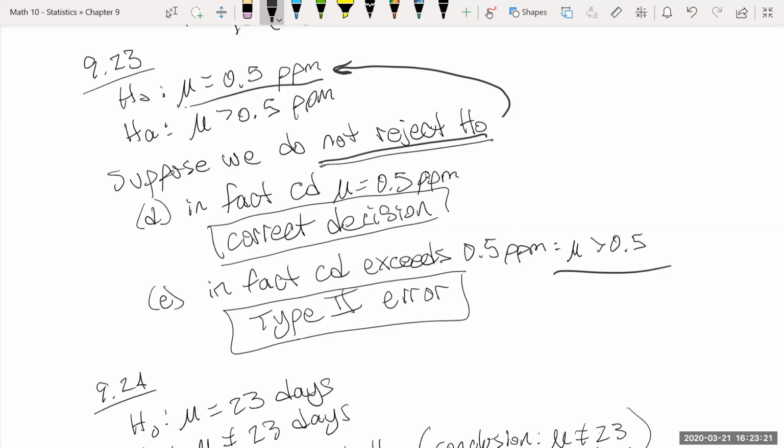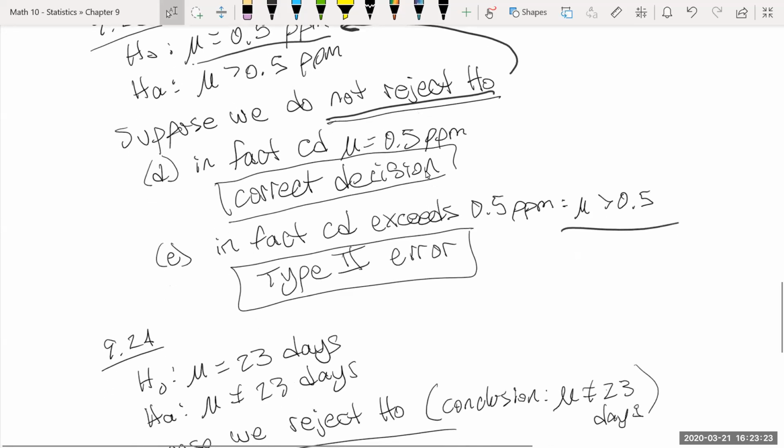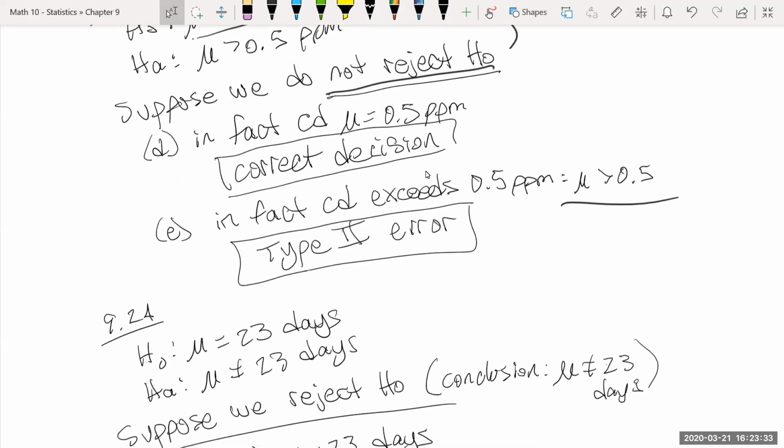All right. Here's the other one. So this was the lactation period of the gray seals. The null hypothesis is mu equals 23 days. The alternative is not equal to 23 days. This time they say, suppose we reject the null hypothesis. So our conclusion this time, if we reject the null, we're saying, hey, I don't think that's true. So we're going with the alternative, mu is not equal to 23 days.